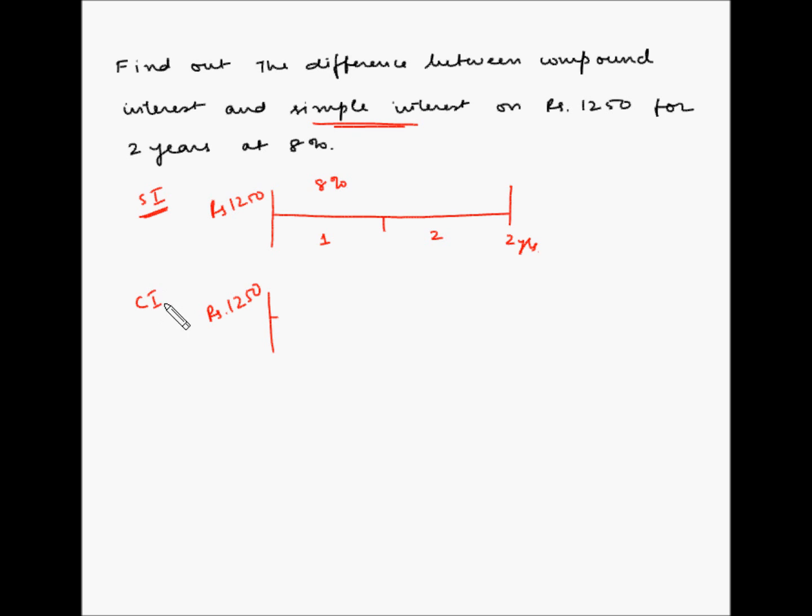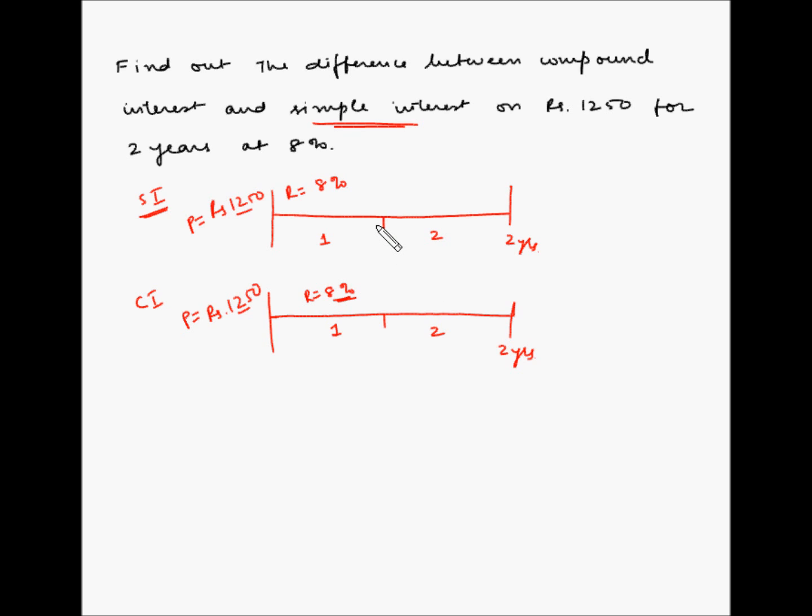compound interest for a period of 2 years at 8% per annum. So in both the cases, the principal amount is the same. So this is principal, let's denote it with P. The tenure is the same, which is 2 years. And the rate of interest is also the same, which is 8%.